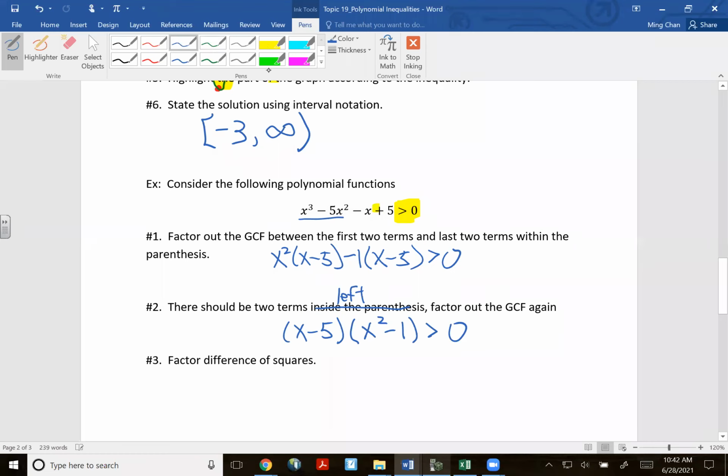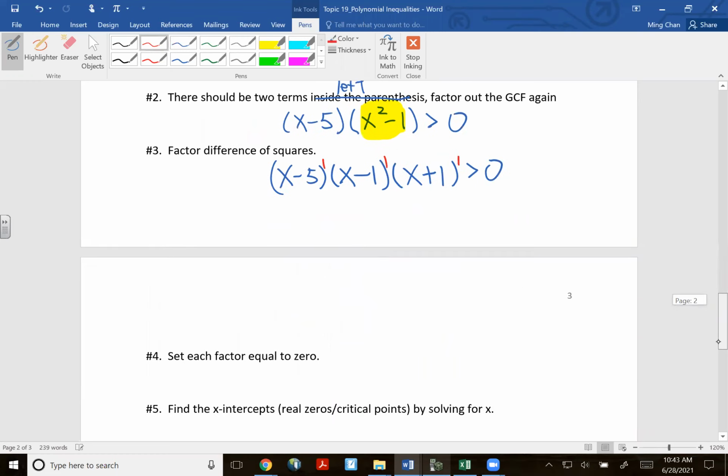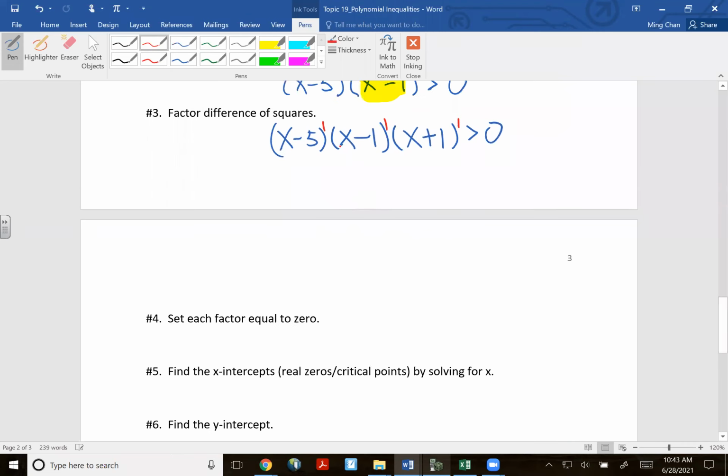Factor the difference of squares, which is right here. So there will be (x minus 5) times (x minus 1) times (x plus 1). If you look at these factors, the multiplicities are all 1. They're all going to be odd. So when I graph it, I know my graph will cross at these three x-intercepts, or these three zeros. Set each factor containing a variable equal to 0.